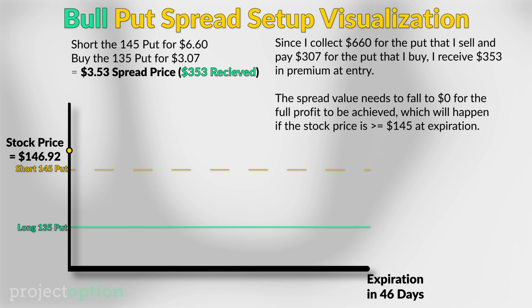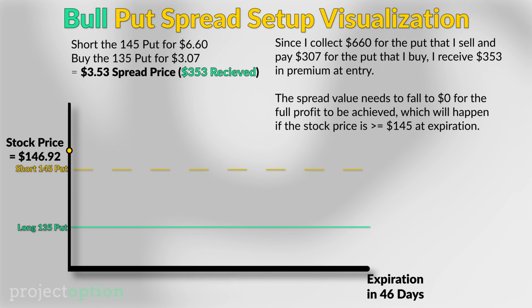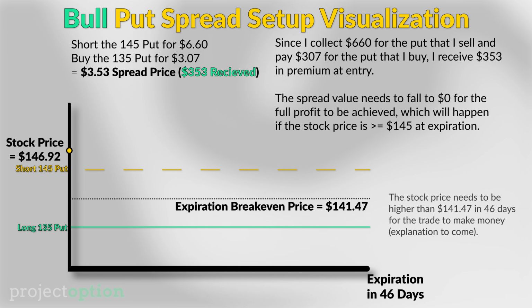The entry price for this spread is $3.53 that is received since I shorted the 145 put and collected $6.60 and paid $3.07 to buy the 135 put. So a net premium is collected at entry. The break-even price for this particular position is $141.47. And that means if the stock price is at $141.47 at the time of expiration, then this put spread will not make or lose any money.